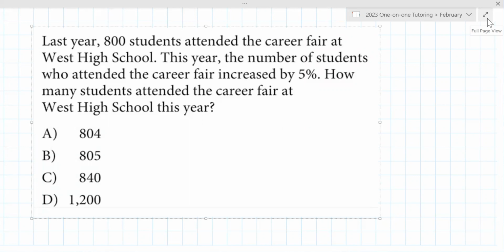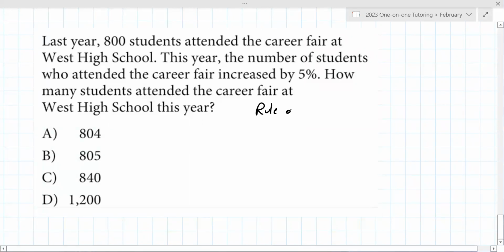Is it C? The answer is C. So I want to talk about what I call the rule of 10, and it's related to percentages. 10% is really easy for most people. What is 10% of 800? 80. Now 5% is really half of 10%.